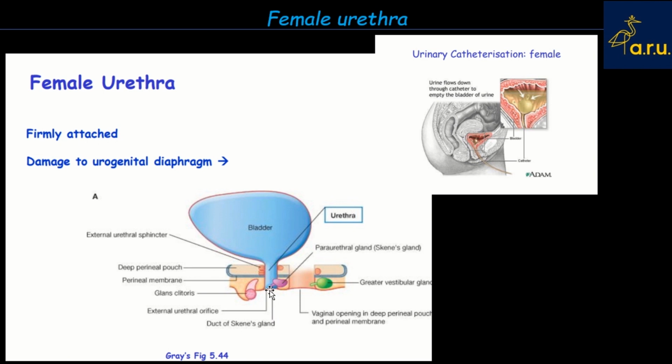The lower part of the urethra is attached to the anterior wall of the vagina, and it lies anterior to the vaginal orifice inside the vestibule.